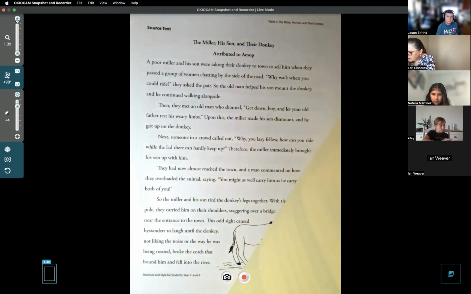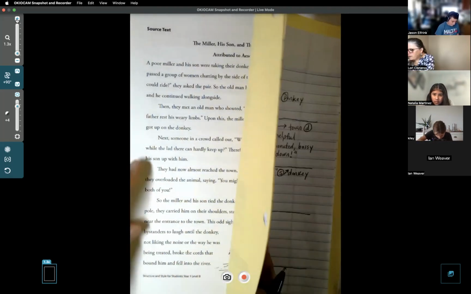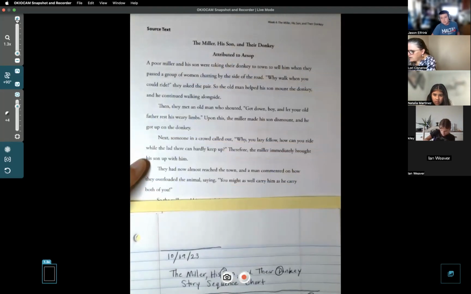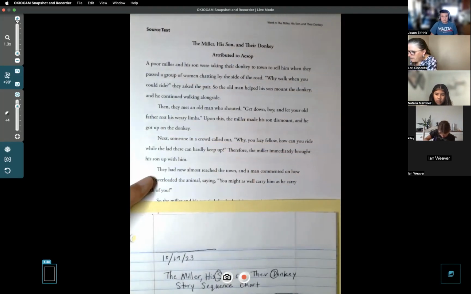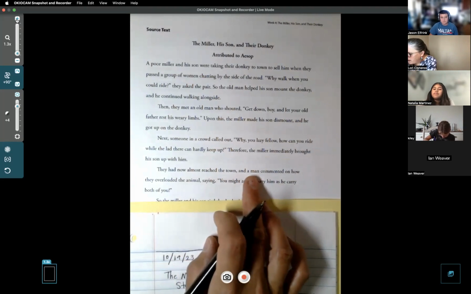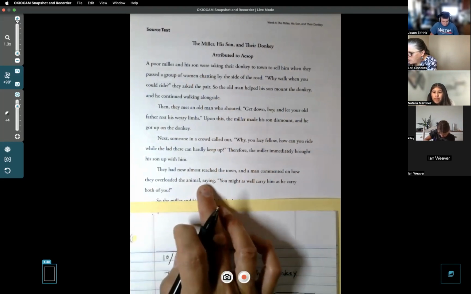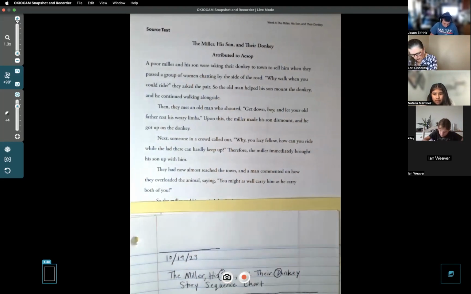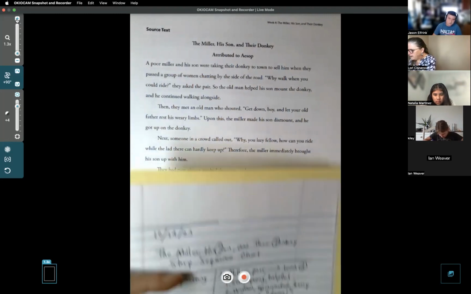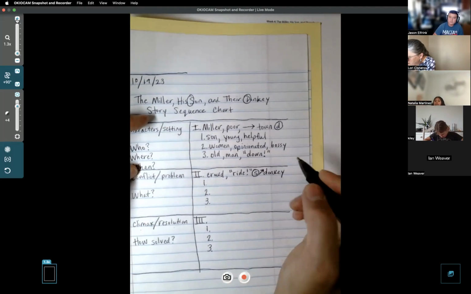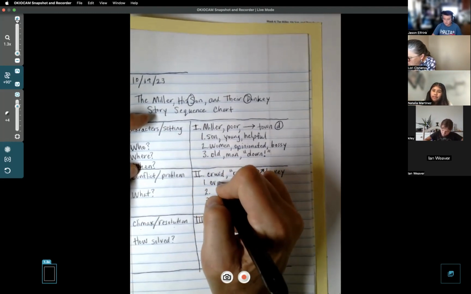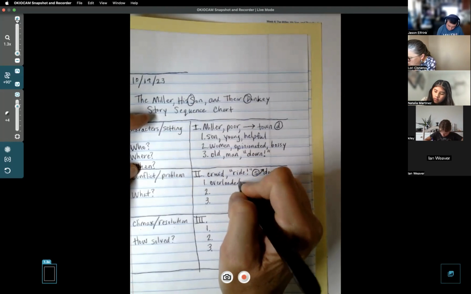How can you ride while your son can hardly? Okay, so yeah, the son got up with the donkey, and now they had almost reached town, and the man commented on how they overloaded the animal, saying, you might as well carry him as he carries both of you. That's the problem, right? Now the poor donkey is overloaded. Let's put that, overloaded.